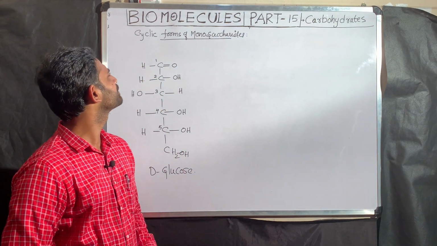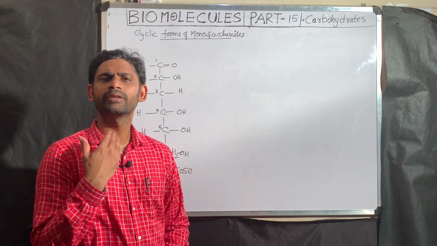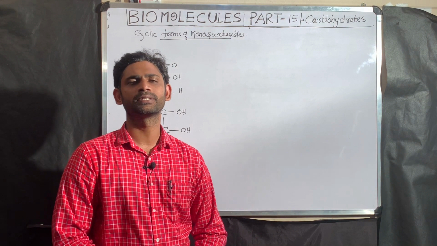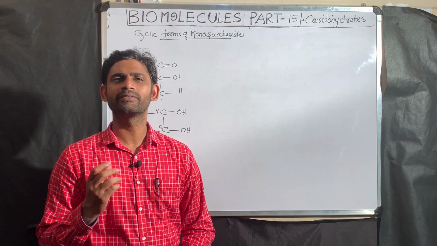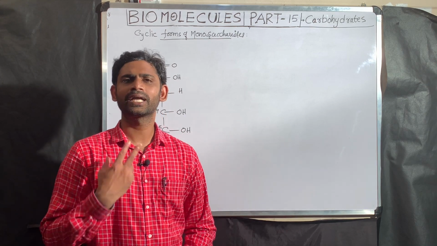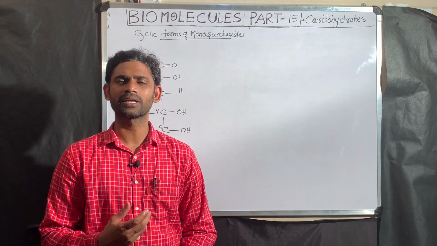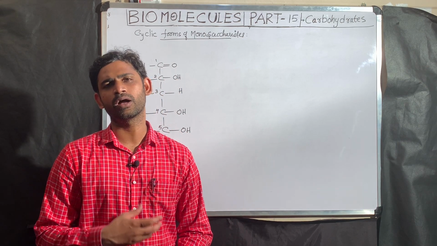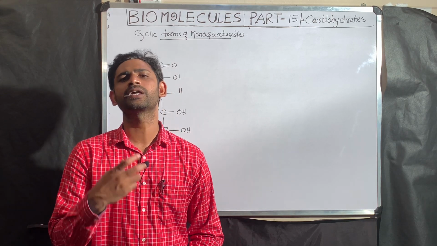Now, I am going to explain cyclic forms of monosaccharides. When we speak about the cyclic forms of monosaccharides, two cyclic forms are there. One is pyranose, deriving its name from pyran. The second type of cyclic structure is furanose, deriving from the structure called furan. First, I am going to explain how to draw the pyranose structure from an open chain structure.